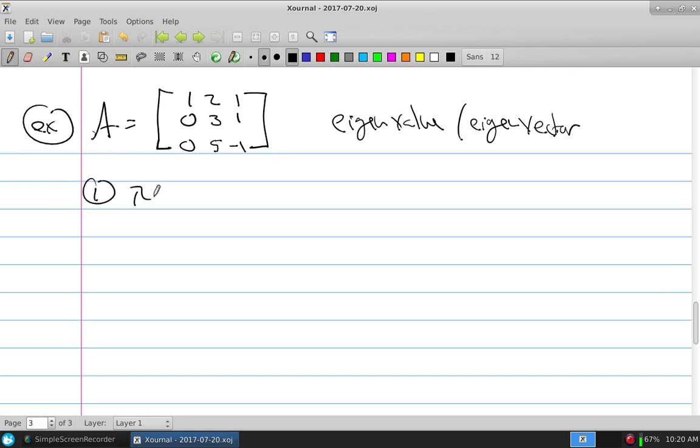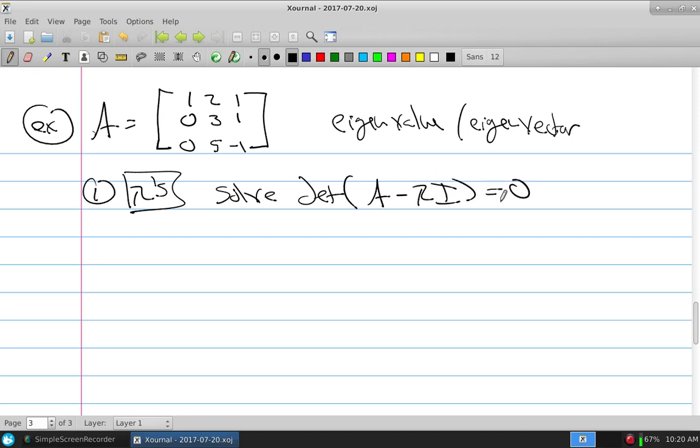So step one is the lambdas. I need to solve the determinant of A minus lambda I equals 0. All right, A minus, what is lambda I? Lambda I is just simply lambda 0 0, 0 lambda 0, 0 0 lambda, right? Lambda I is just lambdas on the diagonals.